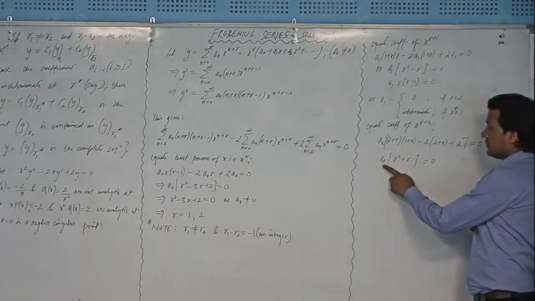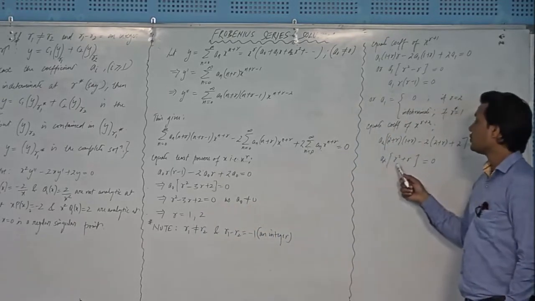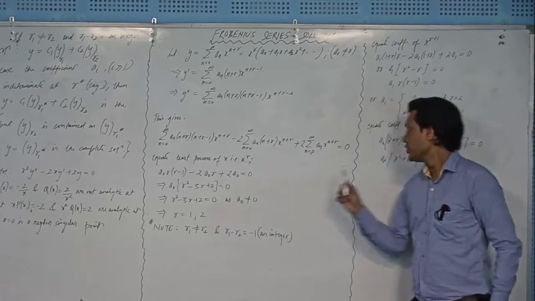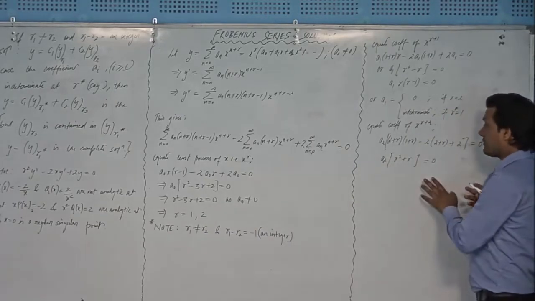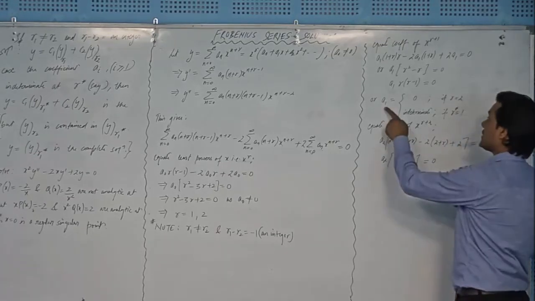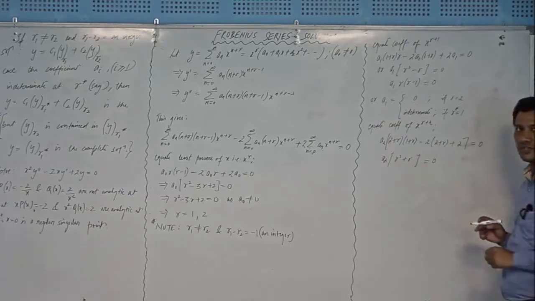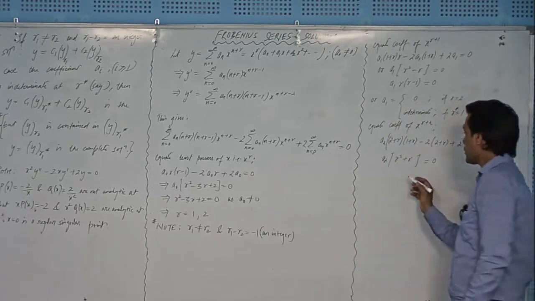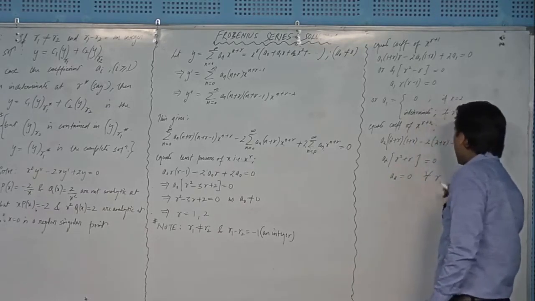Again, you have to consider both values of r. If you put r equal to 1, that becomes twice a2 equal to 0, which gives a2 equal to 0. If you put r equal to 2, you get 6 a2 equal to 0, again a2 equal to 0. So here you have a distinct value of a2, different from the previous case. There you were getting different values of a1, but here you get a single value of a2 whether r is 1 or 2. So we can write a2 equal to 0 for all values of r.